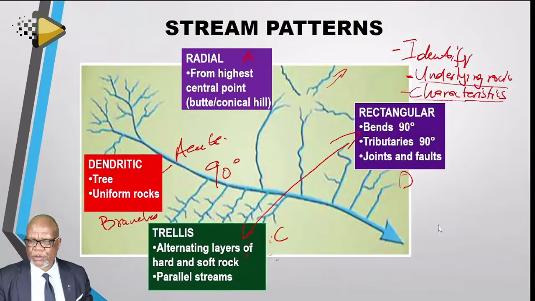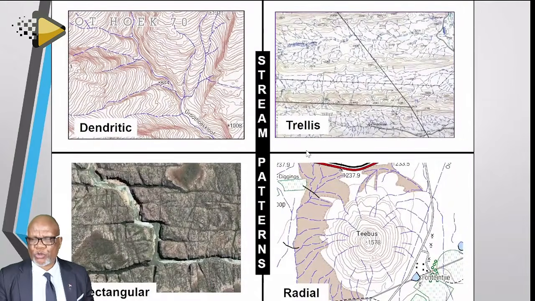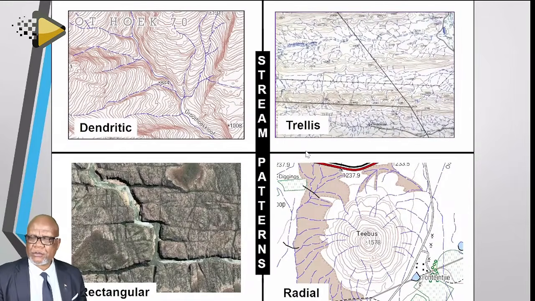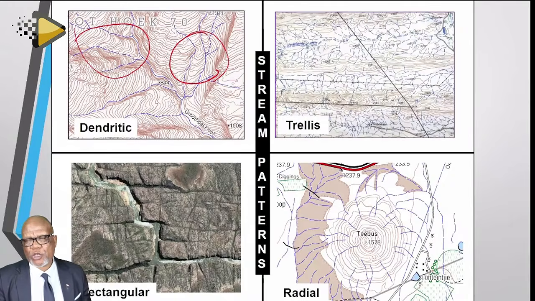And then let's continue with our drainage patterns. You should be able to identify them from the maps. An examiner could take a portion from the map and say in block A1 or block A2, identify this drainage pattern. So you must be able to identify the patterns by looking at the particular block.